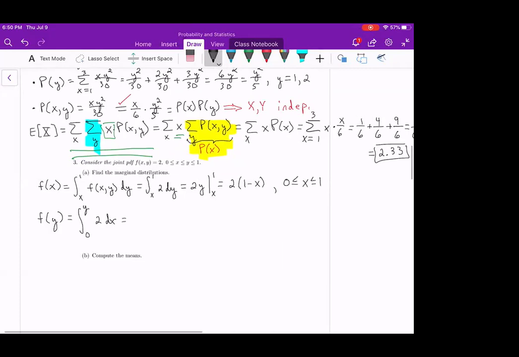And when you integrate this, you get 2x, which you are evaluating from 0 to y, which comes out to 2y. And y has the support 0 to 1. Again, you no longer have x in there because we integrated it out. How can you check that these work? What might you do?